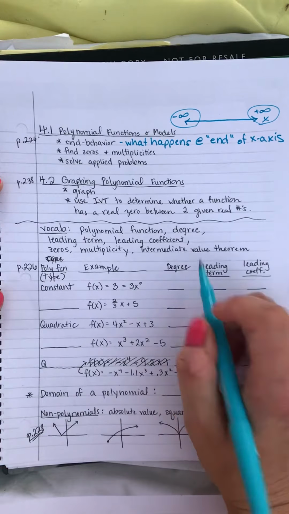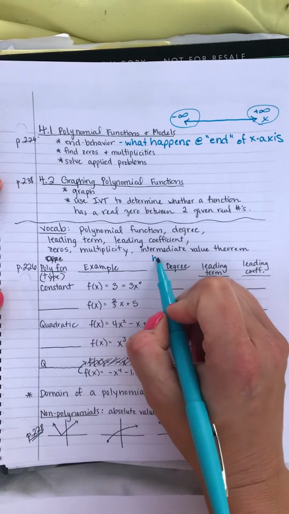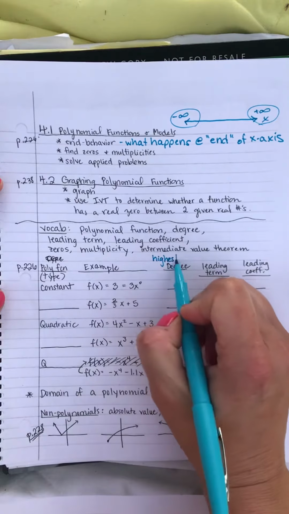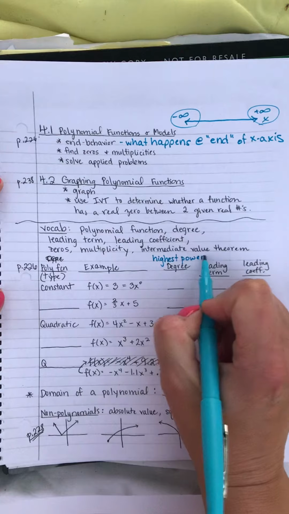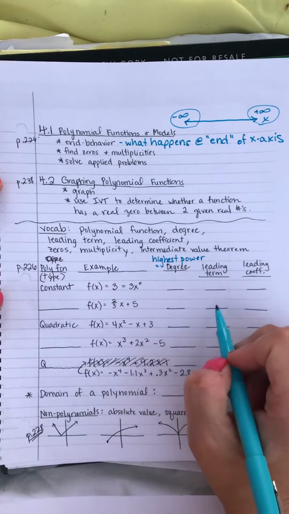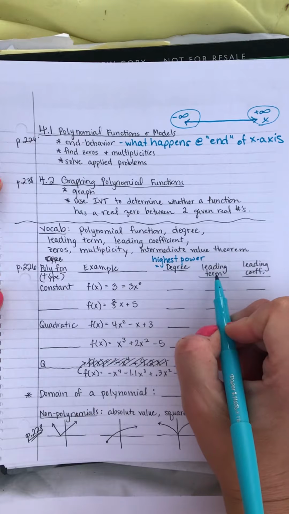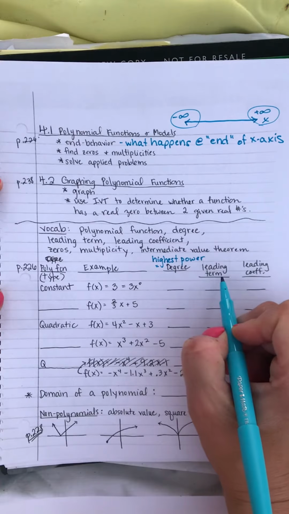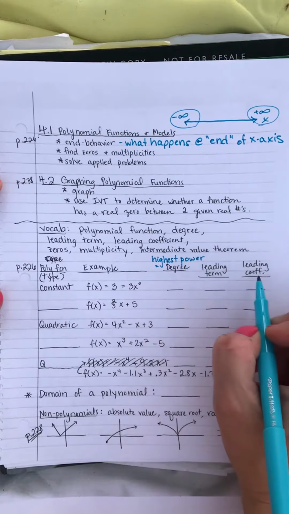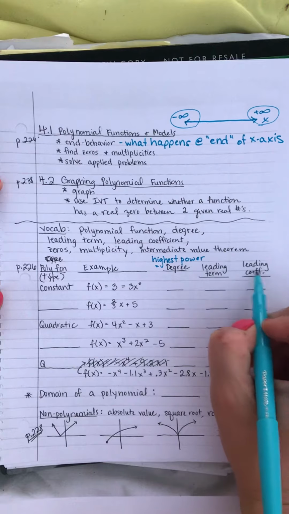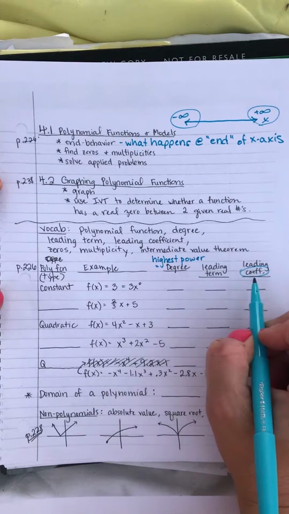The degree of the function, the degree is your highest power, okay? Your highest power is the degree. Your leading term is the coefficient and the variable. Your leading coefficient is just the coefficient on that term.